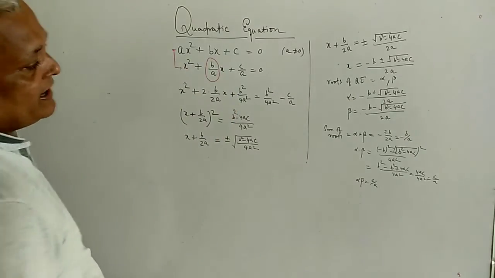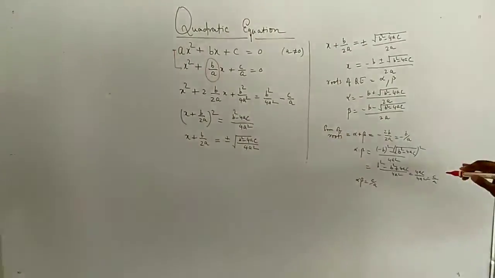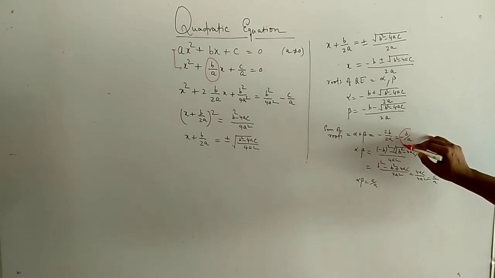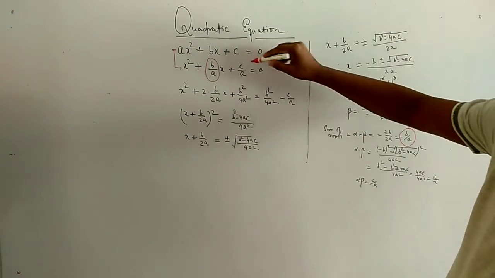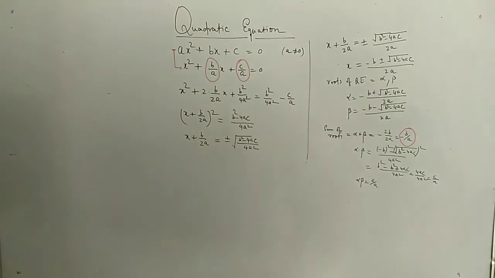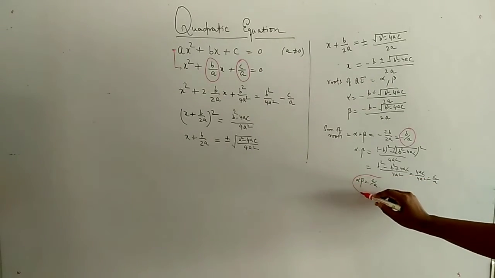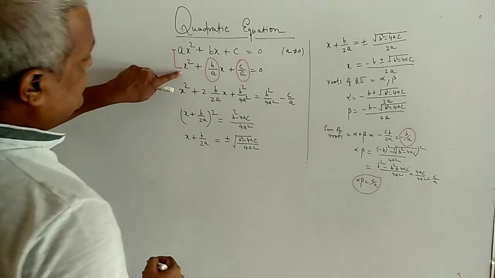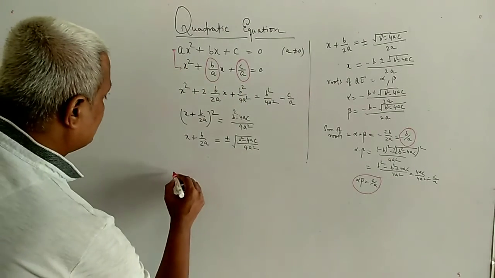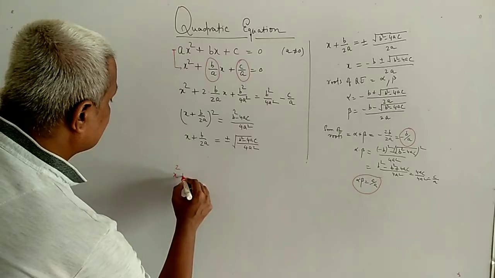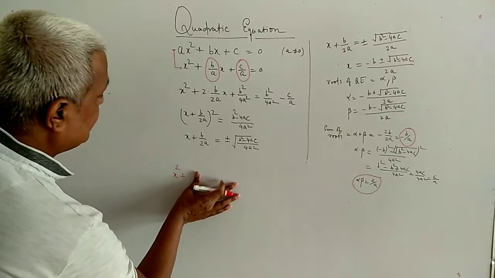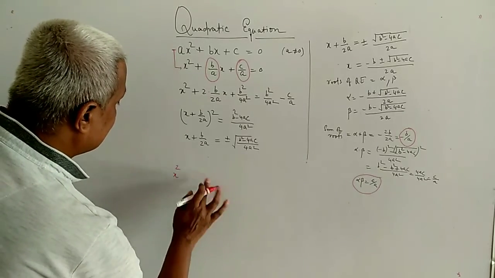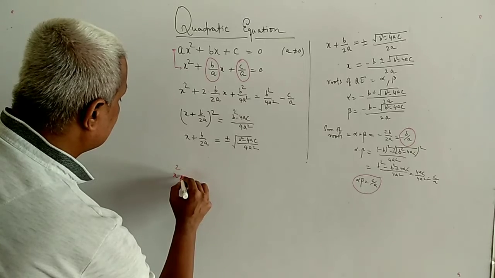This is b over a, and what is the sum of roots we have found? Minus b over a. This is c over a, and what is the product of roots we have found? This. So I mean to say that if you just try to express this like this, you get a situation like x square plus b by a.